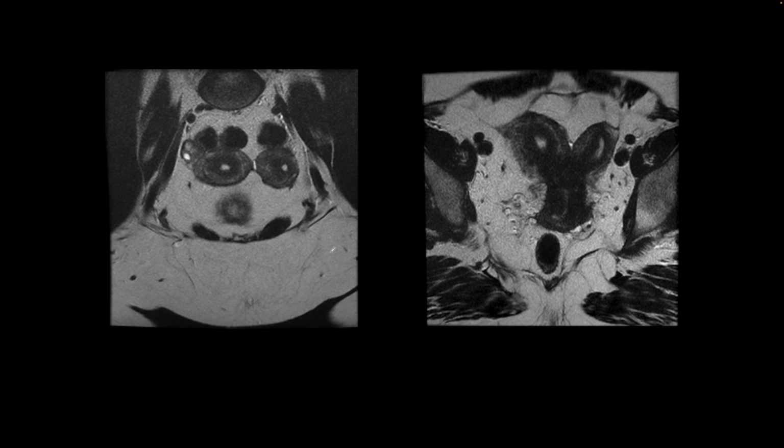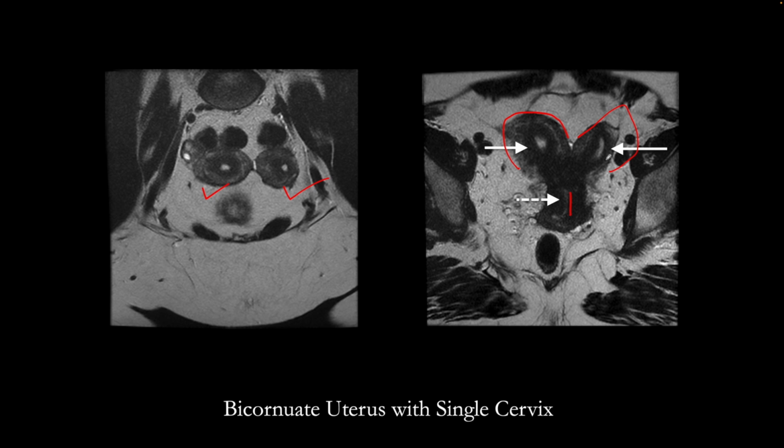This is our next patient, and we are looking at two T2 weighted images from their MRI of the pelvis, and the finding is very characteristic. We see one uterus here and another uterus here, and on the coronal image we find that they are connected with a single cervix, and here is one horn, here is the other horn. So this patient has a Mullerian duct anomaly, which is a bicornuate uterus with single cervix.